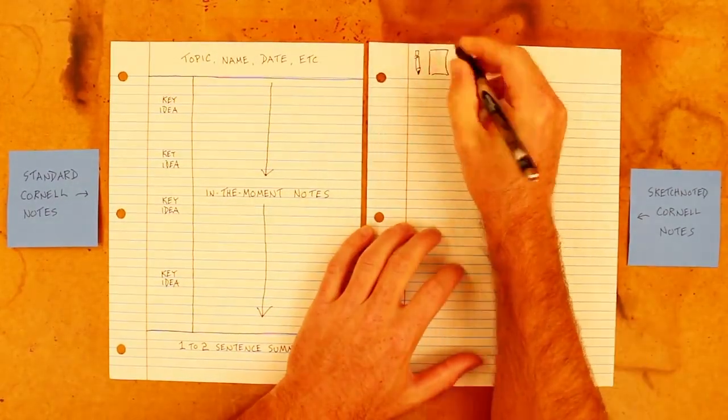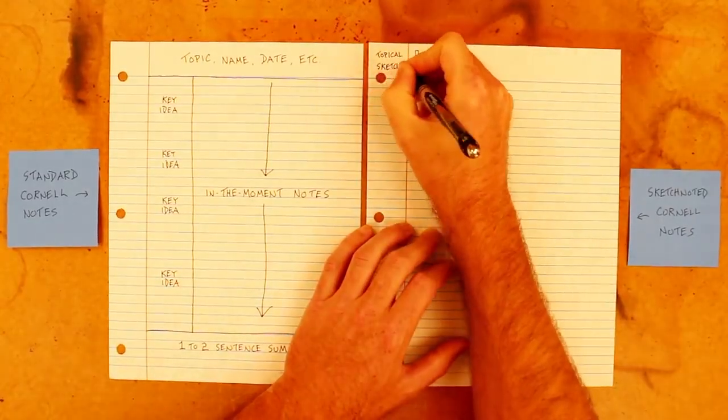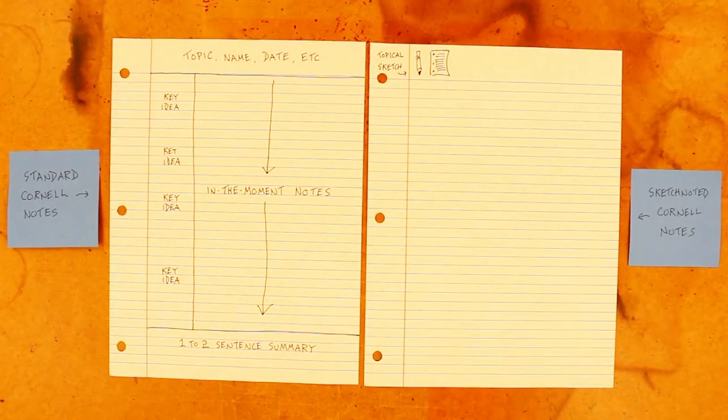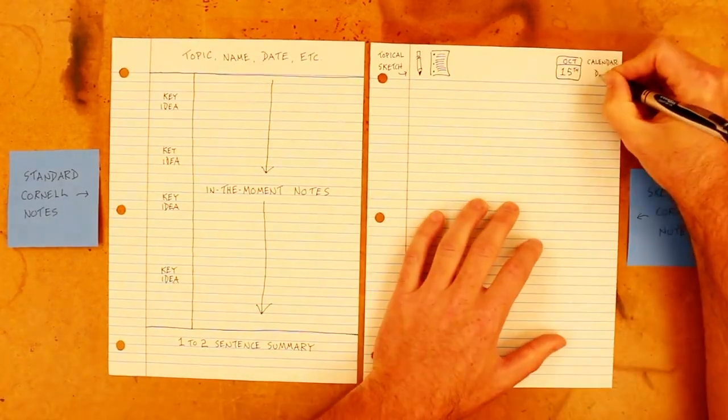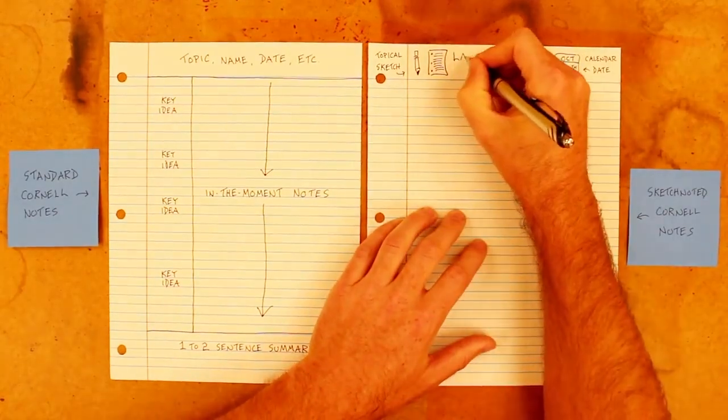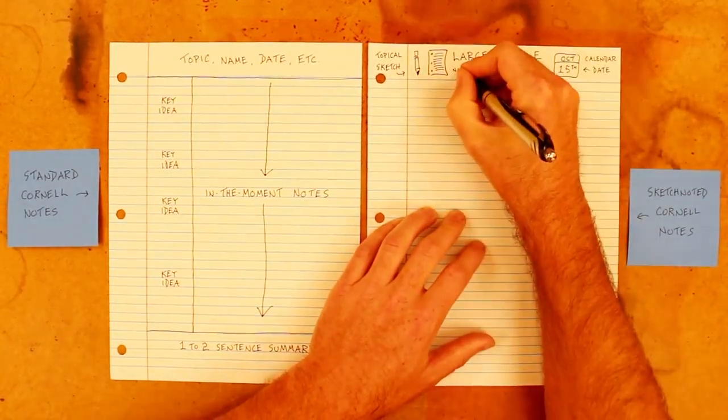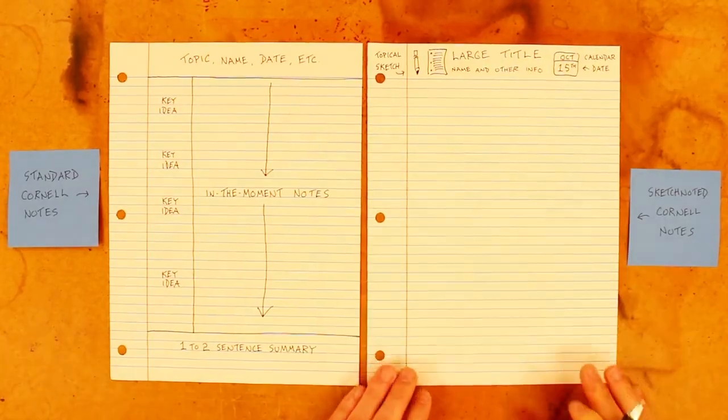Within that top section, you might consider adding a topical sketch, something related to the subject matter that you're about to take notes on. You might even add a calendar date to make that stand out a bit more. Then write a large title with maybe your name and some other info below it. Adding just a few visuals to that top portion of your notes will not only make for nice quick references when you're reviewing these notes later, it can also help get your brain and your hand warmed up to doing something more visual, which we'll continue doing throughout the rest of these notes.